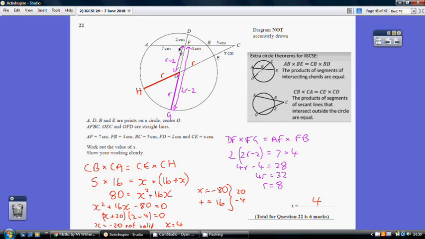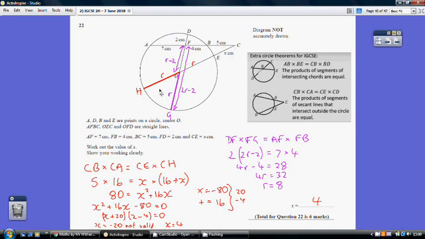With the diagram we've been given, I've chosen to extend this line from D to O through to the other end, and I'm going to call that point G. Similarly, I'm going to extend that line through CE to O over to the other end of the circle, and I'm calling that point H.